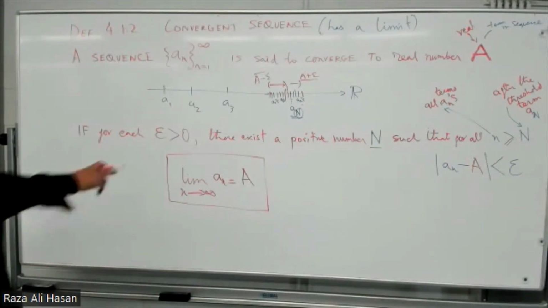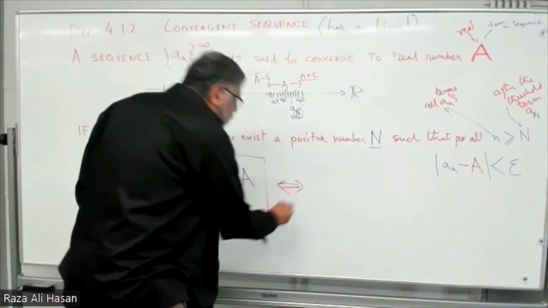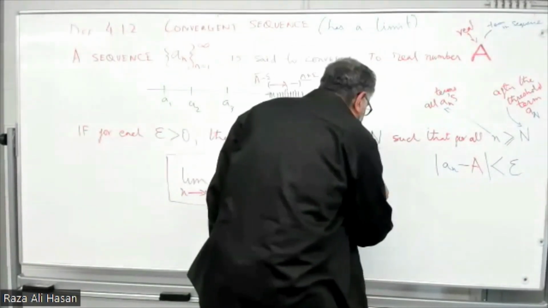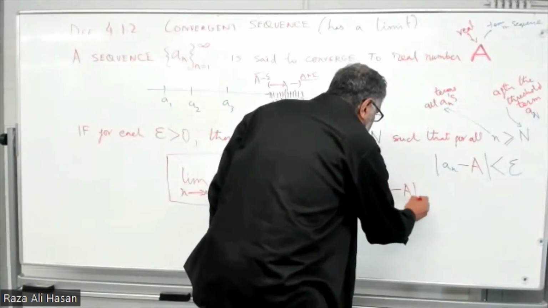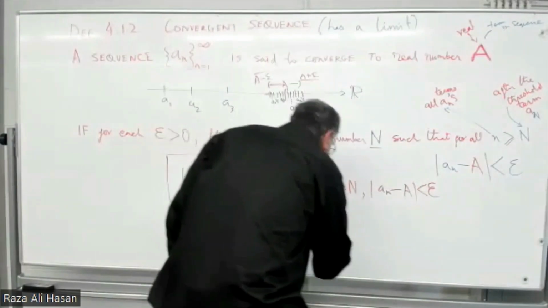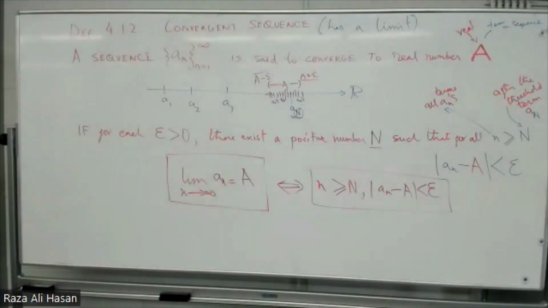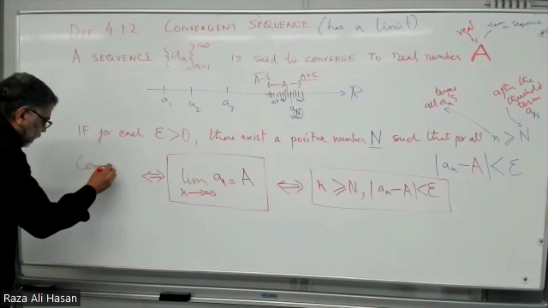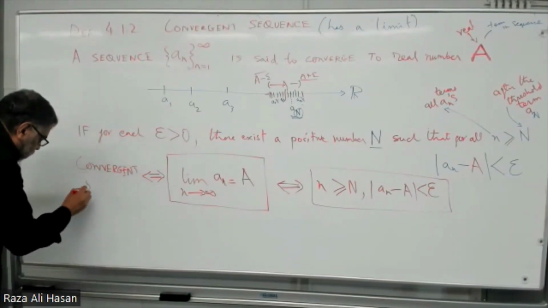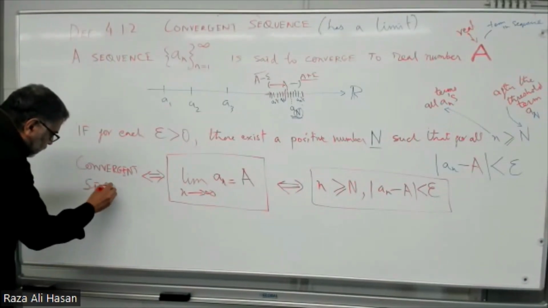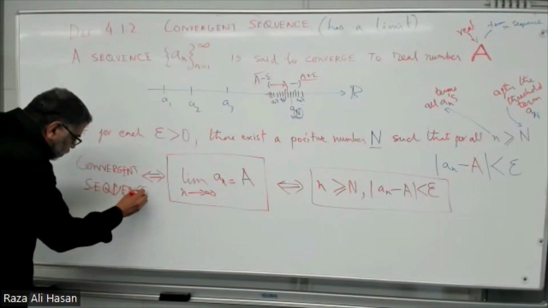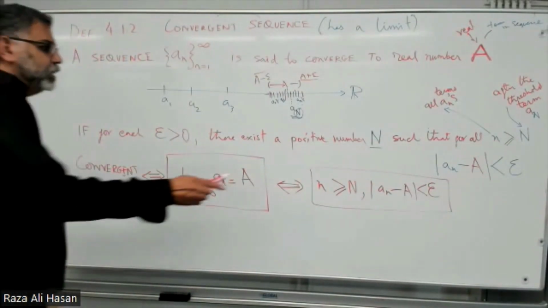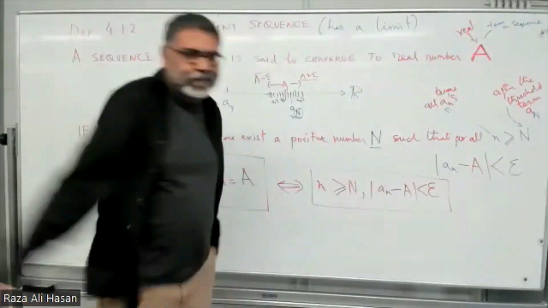So, in other words, this thing is the same as n greater than or equal to N. This is our shorthand. You want to write this down as a shorthand. So when somebody says convergent sequence, you think there's a limit. You think there's a threshold term. You think like that. Okay, let's move on.